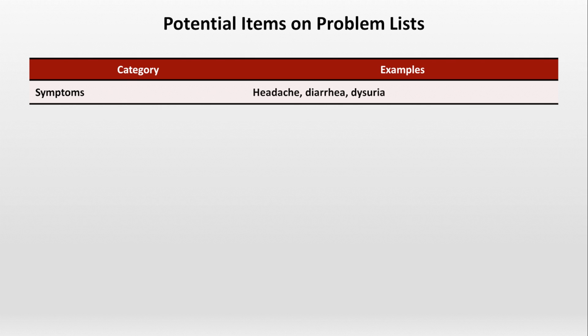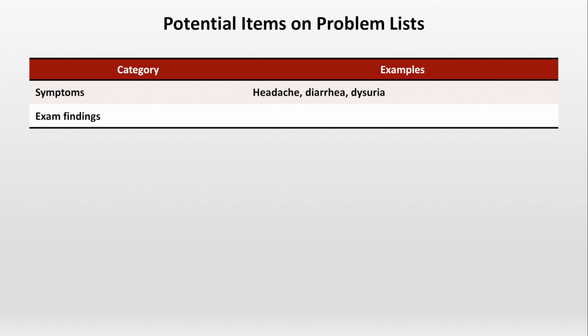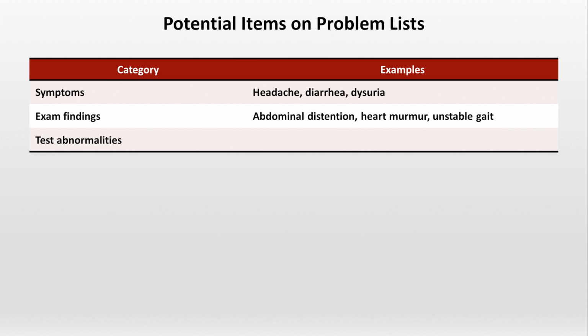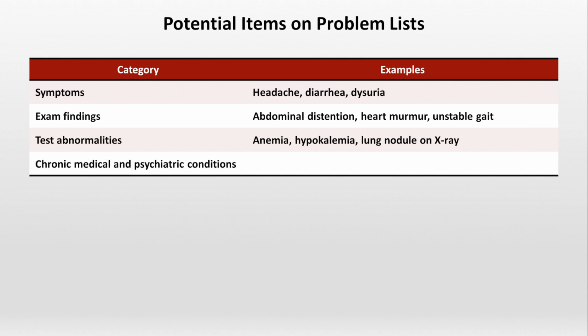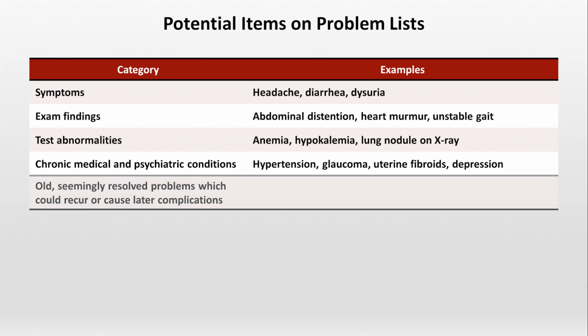What kind of items might one potentially find on a problem list? Obviously, symptoms such as headache, diarrhea or dysuria, etc. Exam findings like abdominal distension, heart murmurs, and an unstable gait. Test abnormalities, including both conventional lab tests, radiology tests, and others. Chronic medical and psychiatric conditions. Old, seemingly resolved problems, which could recur or cause later complications.